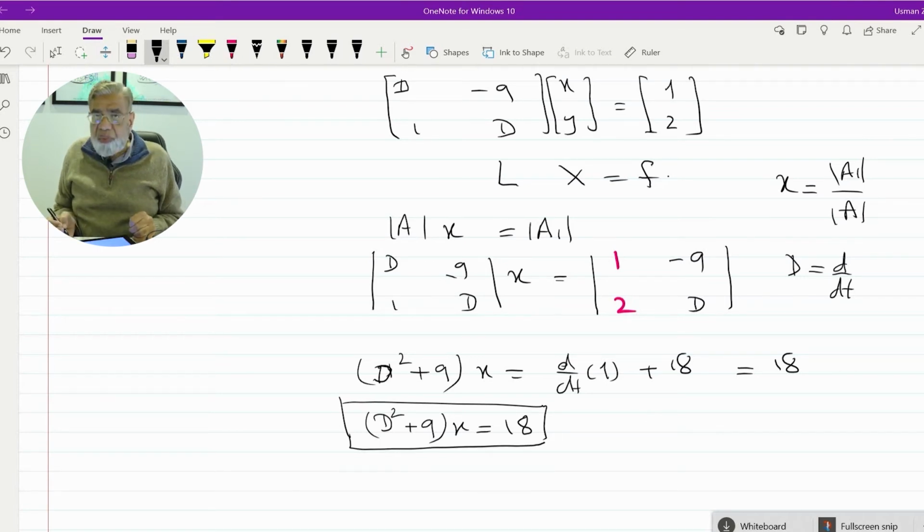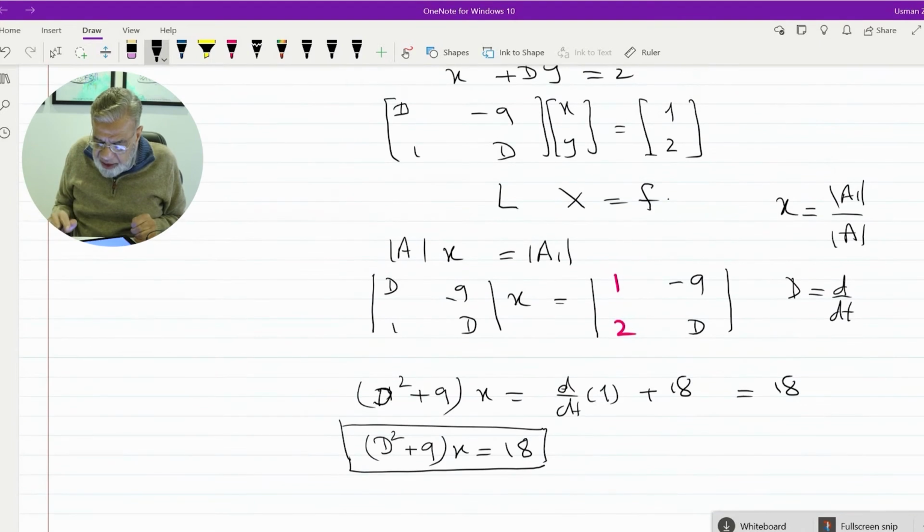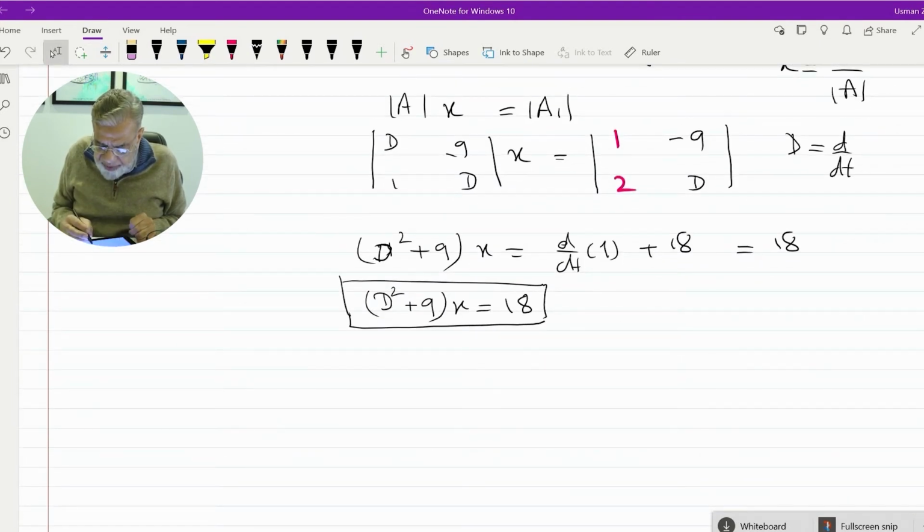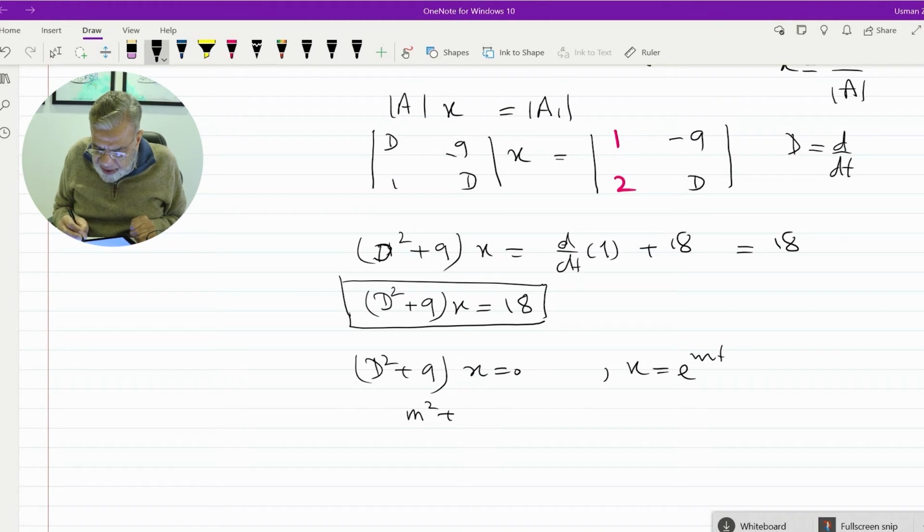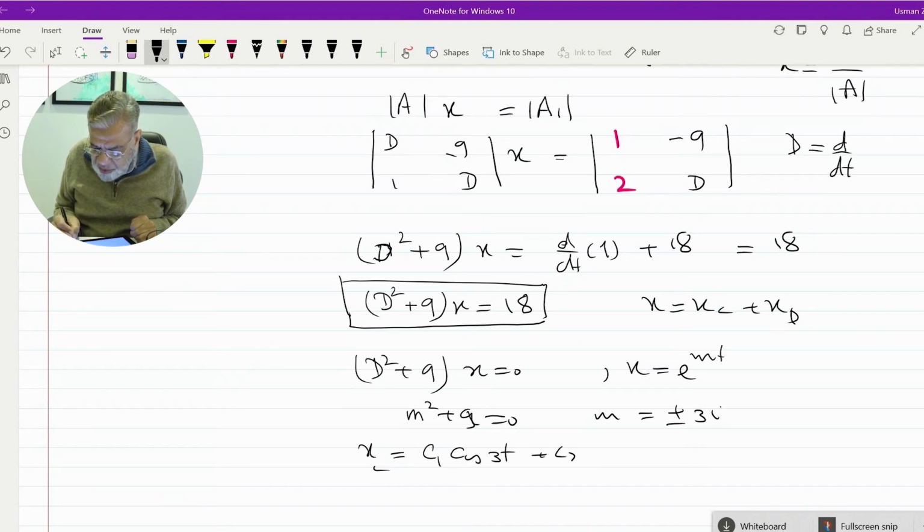I have solved it, and we get two parts, xc and xp. We have the characteristic equation for this one: D squared plus 9 x is equal to 0. So we take x is equal to e to the power mt, and we get m squared plus 9 equal to 0. That gives me the roots of m as plus minus 3i, and as above I get the value of xc, because the solution will be xc plus xp. So xc is equal to c1 cosine 3t plus c2 sine 3t, and we have calculated the value of xp. xp was equal to 2.